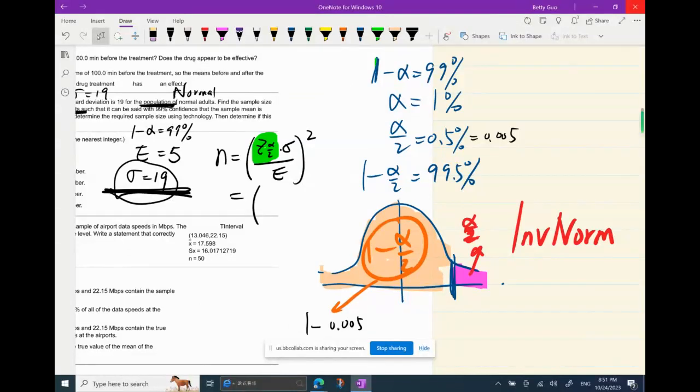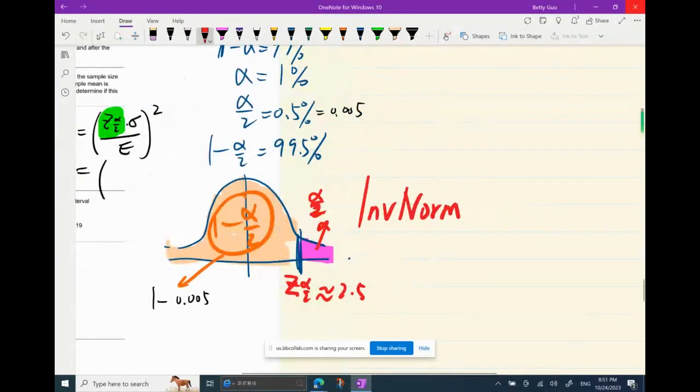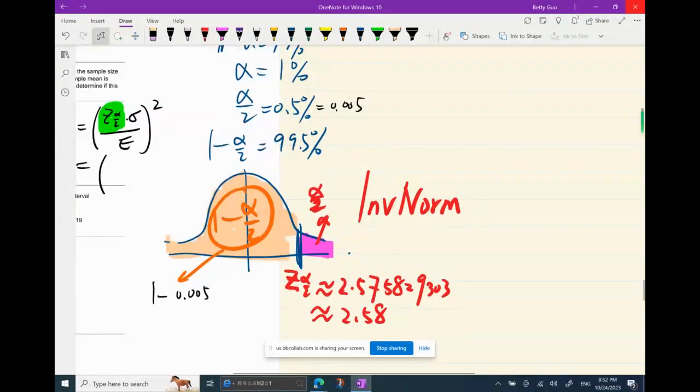I got this critical Z score equals 2.575829303. We can round it up to 2.58. Let's do that. Okay, yeah, 2.58 already sounds good.